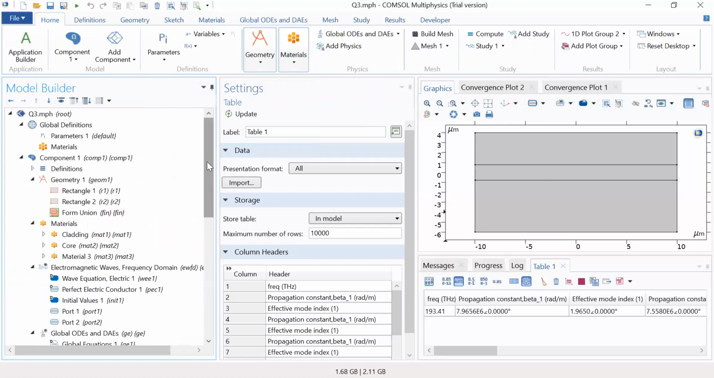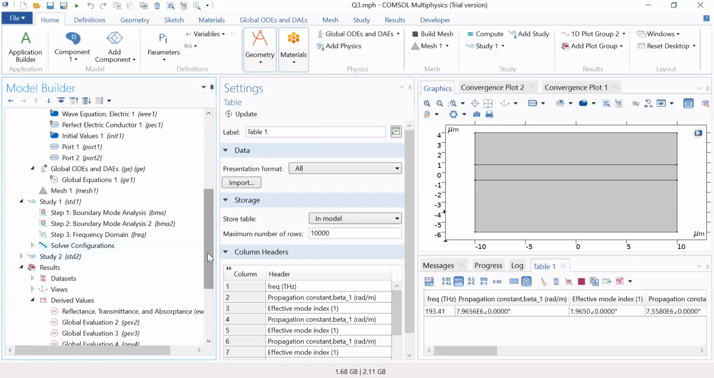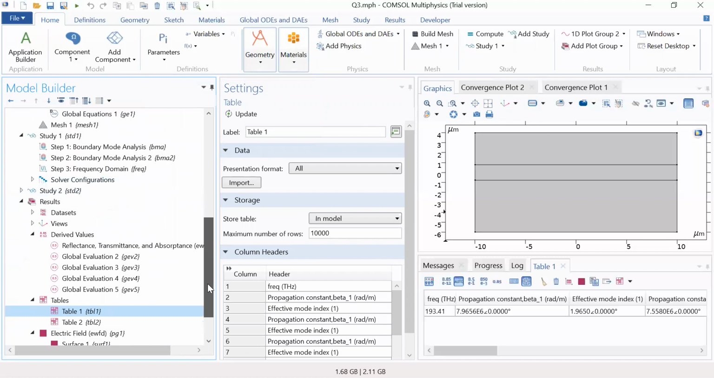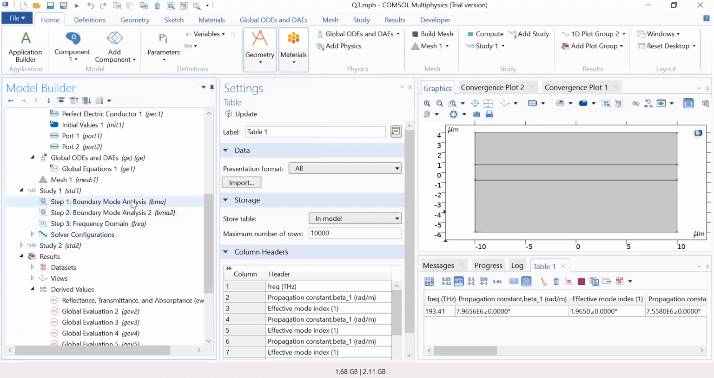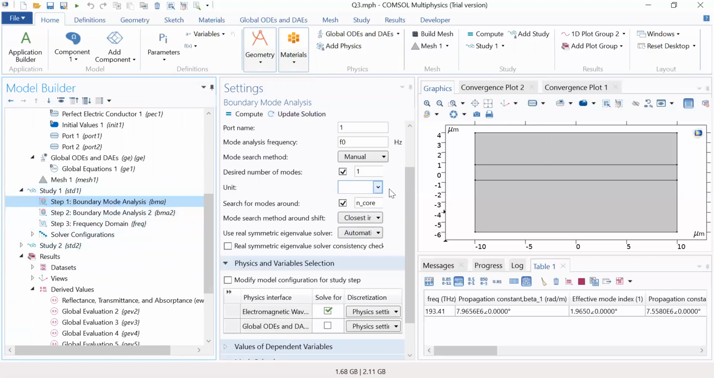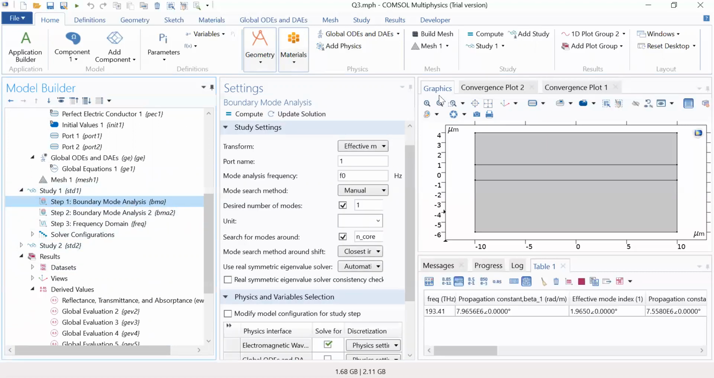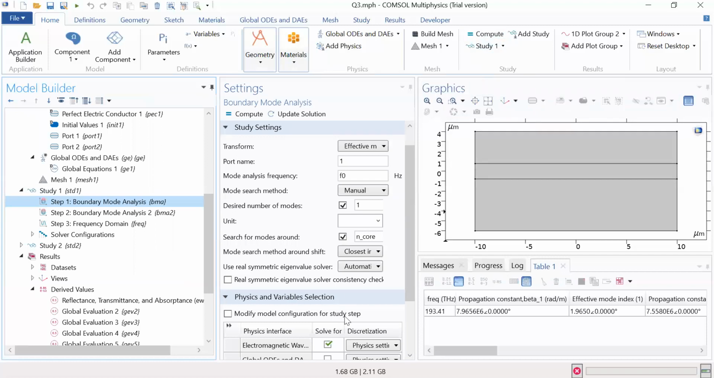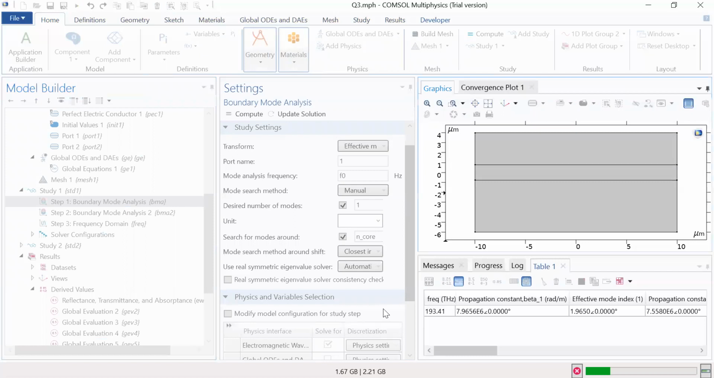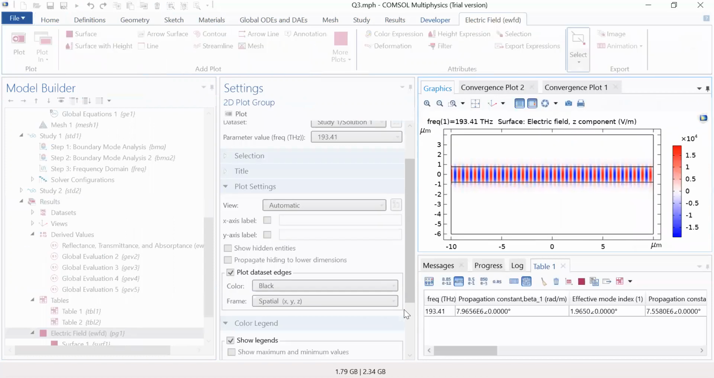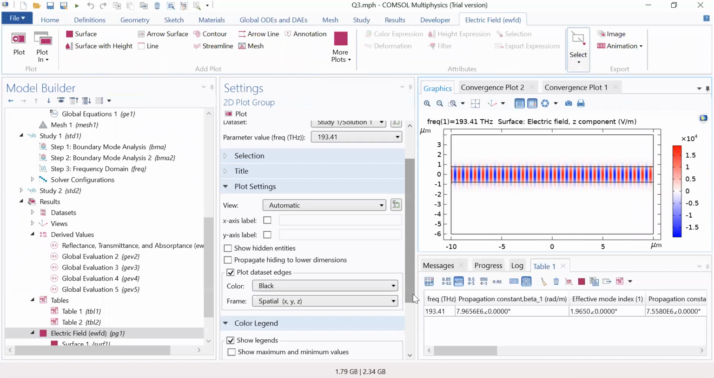As I have factorized these parameters, I'll show you how these parameters change corresponding to this asymmetric waveguide. In boundary mode analysis, I put this fundamental mode and then compute. We'll see how things work in this asymmetric waveguide. So, this is corresponding to the fundamental mode.